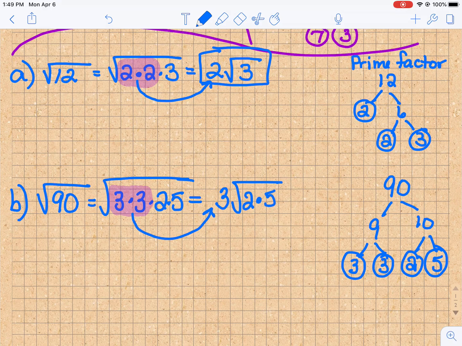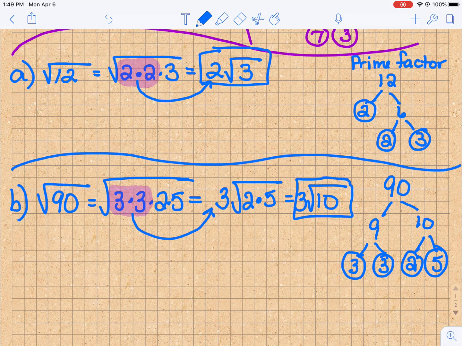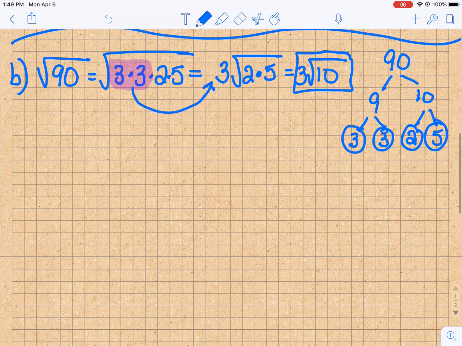Now, you need to multiply what's left inside, so what I have left is 3 root 10. And that's going to be my simplified answer to root 90. That's simplified radical form. Let me draw some lines here so you know where one starts and one begins. Okay, let's try another one.